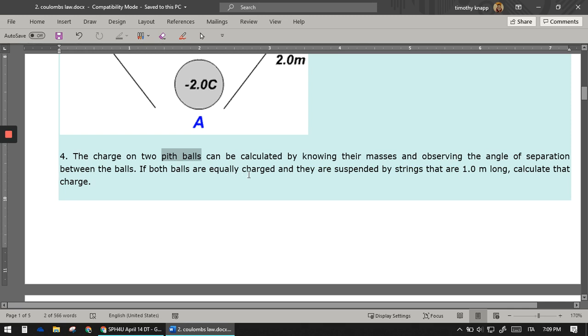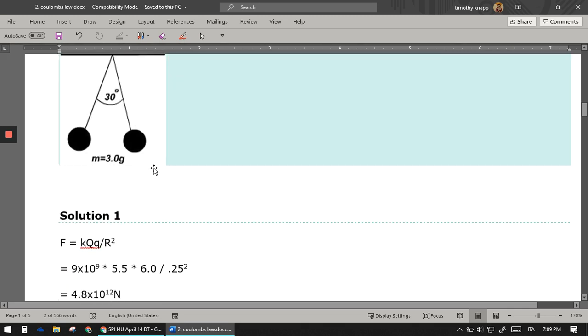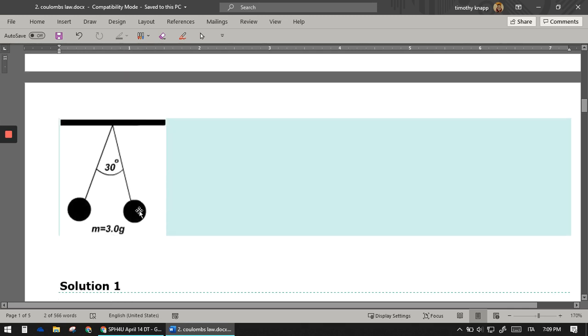If the 2 balls are equally charged and they are suspended by strings that are 1 meter long, calculate the charge on the 2 balls. And so here it is. We've got 3 grams, this one and that one each, and they're charged with some kind of charge. We don't know what it is.